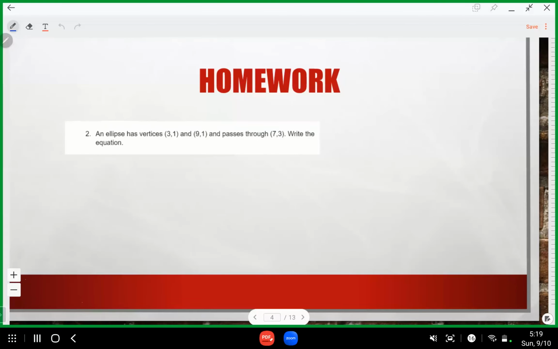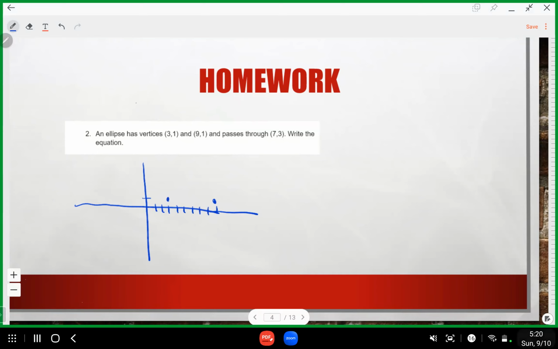Okay, so let's look at this problem. An ellipse has vertices (3, 1) and (9, 1), and passes through (7, 3). You have to write the equation. This is a pretty simple problem actually. Let's have our coordinate plane here and plot our points. 1, 2, 3, 4, 5, 6, 7, 8, 9 here. So this is (9, 1), and this is (3, 1), right?